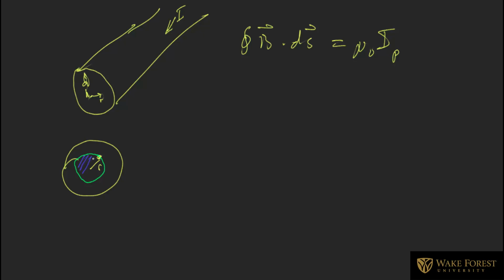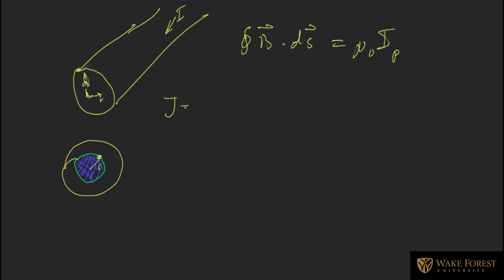This surface right here is the surface whose edge falls along our Ampere's law path. This is the fishnet we're talking about, this little circle of radius r. So how much current is flowing through that?